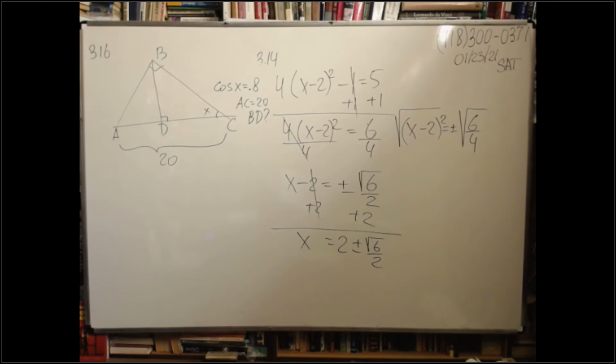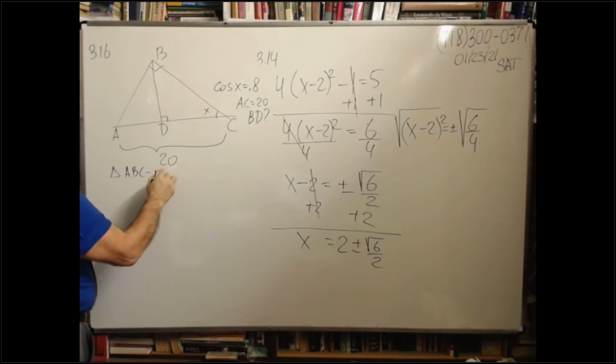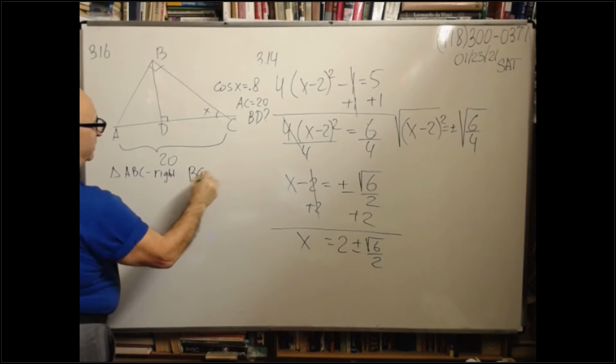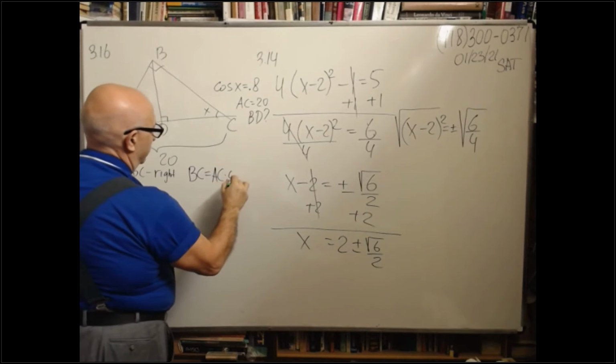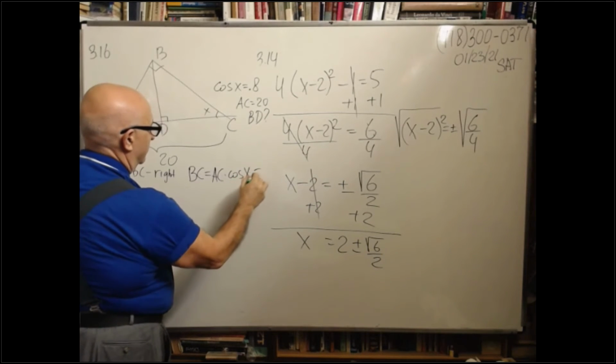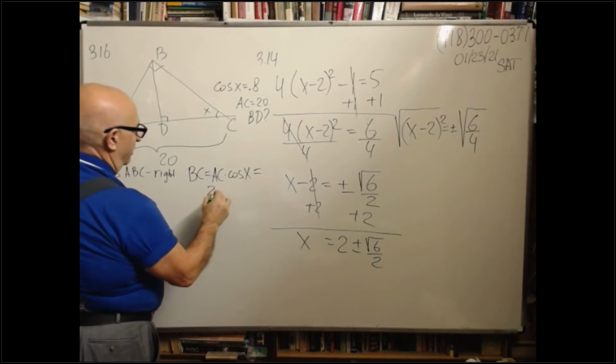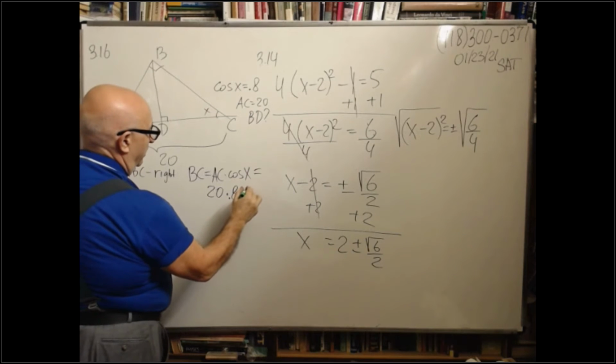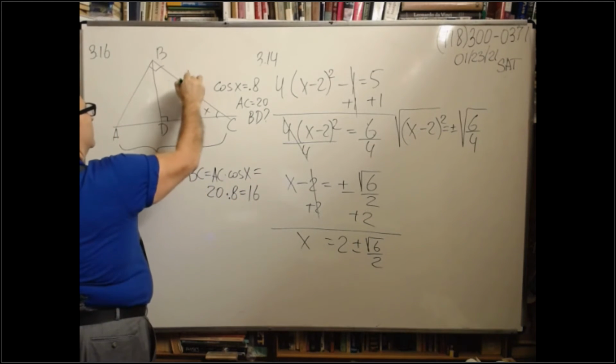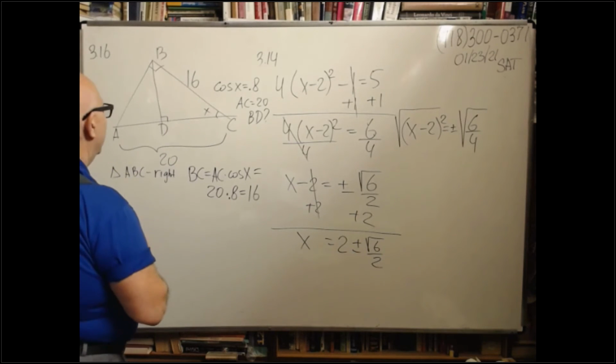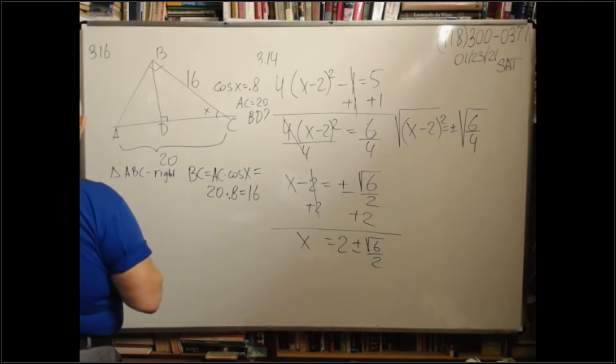First of all, since they give cosine in triangle ABC, which is right triangle, right? You can easily find BC. How to find BC? BC equals AC times cosine of x equals, AC is 20, cosine of x equals 0.8. This would be 16. So this is 16. Okay. So far so good.